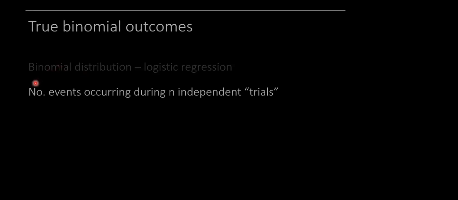True binomial outcomes. This is something that may or may not be familiar to you. Again, we can use a logistic regression with a binomial distribution. The difference here is that our outcome is now no longer just a binary yes or no. It is the number of events occurring during a given number of independent trials. Trials is just the terminology used in the stats world.